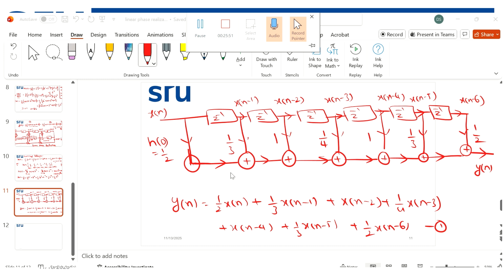Now this is our final circuit for the given impulse response after applying the inverse Z transformation, and this is our design using the direct form realization.